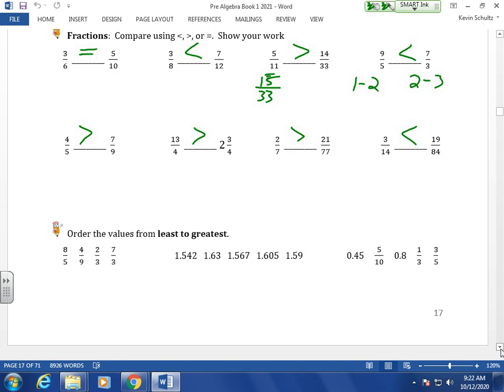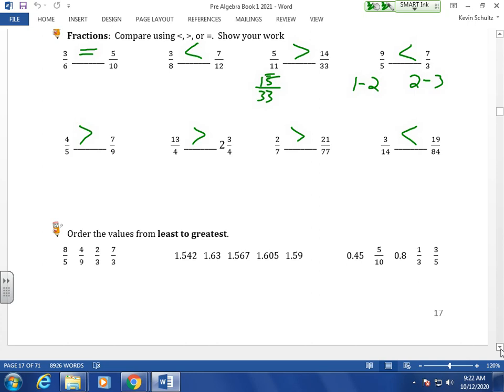Questions on those 8? Any you want to discuss? Not quite sure how I got the answer I got. Okay. Last section here. Order the values from least to greatest.